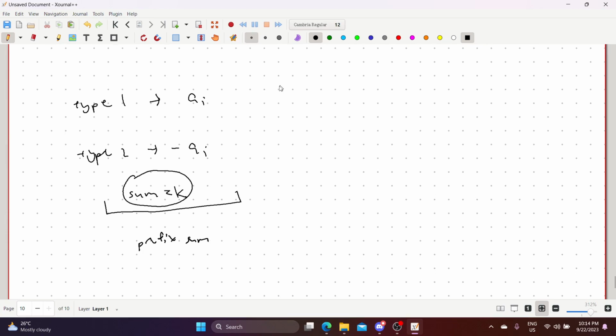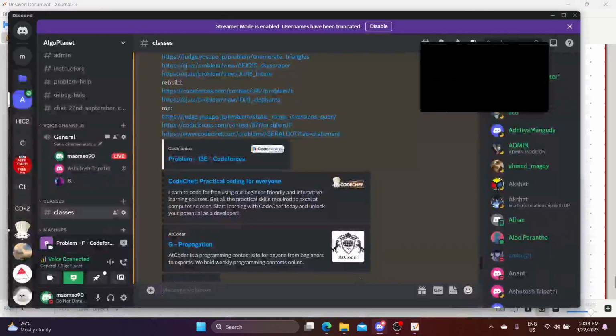So now we can reduce the problem to count the number of i, j such that prefix sum of j minus prefix sum of i minus 1 equals k. Sorry, but you're not sharing the drawing screen. Yeah.